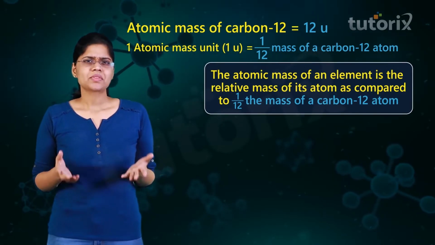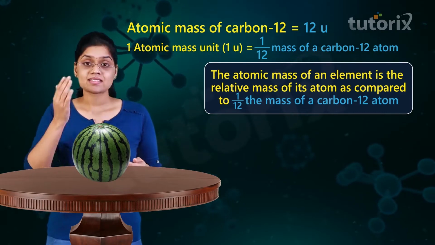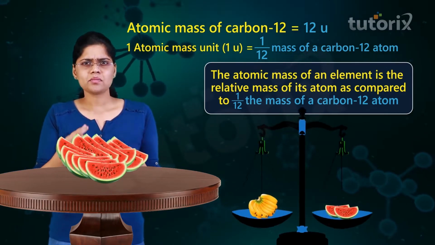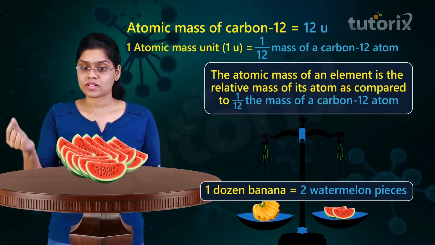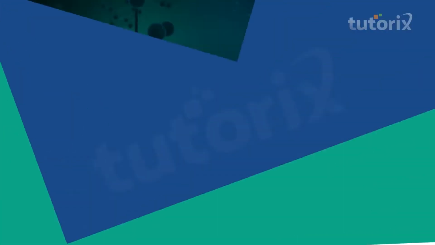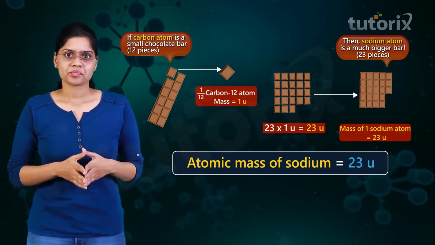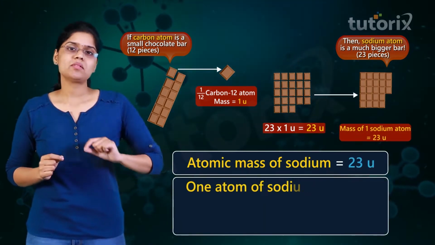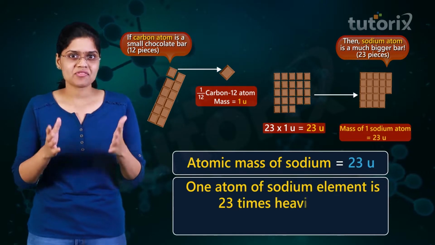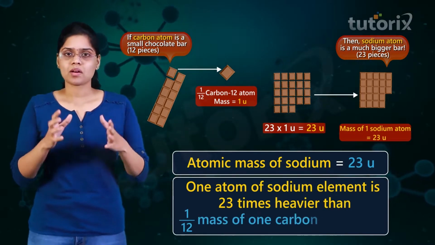To make it simpler, this is like taking a watermelon and slicing it into 12 pieces and determining the masses of other fruits with respect to this one piece. For example, the atomic mass of sodium is 23 u, which means one atom of sodium is 23 times heavier than 1/12 the mass of a carbon-12 atom.